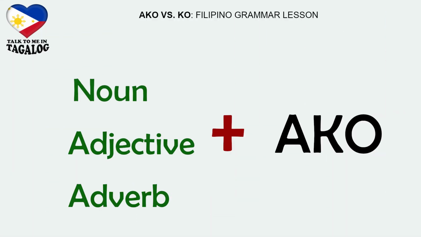Let's first talk about the pronoun ako. The exact equivalent of ako in English is I. So you can use ako with nouns, adjectives, and adverbs. The patterns are noun plus ako or noun ako, adjective ako, and adverb ako plus the rest of the sentence.